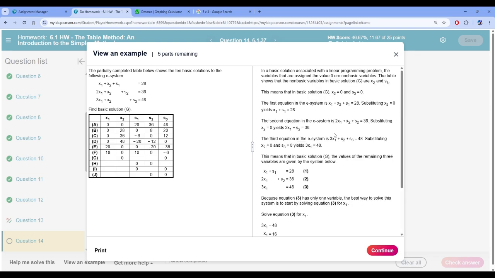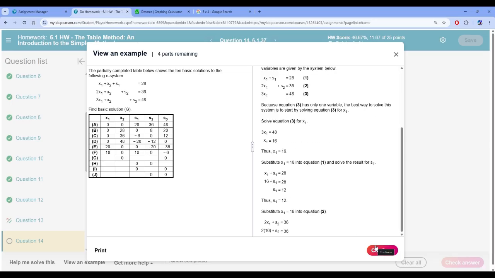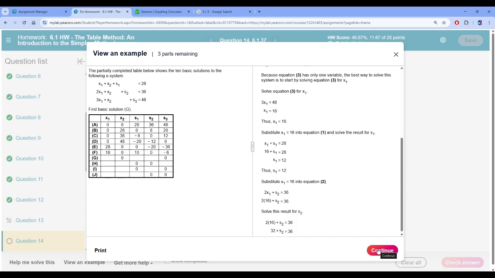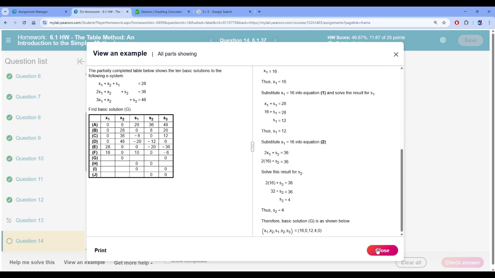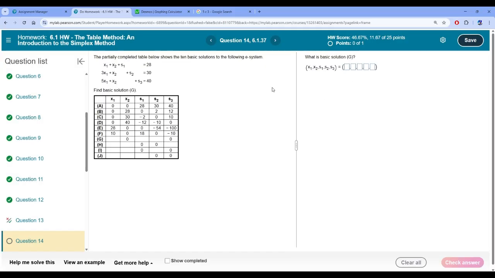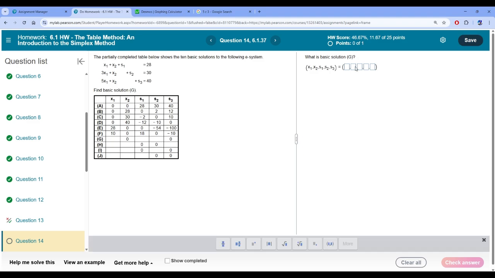But how does that help me with, substituting x1 into the second equation gives us that S2 is equal to 4, thus S2 equals 4. Oh, I need the number. I get it now. So if I look at column G, let's see. X2 is 0 and S3 is 0. So that's going to be a 0 and that's going to be a 0.